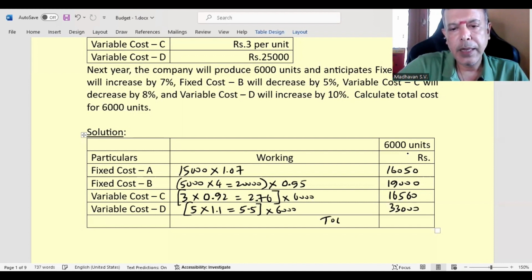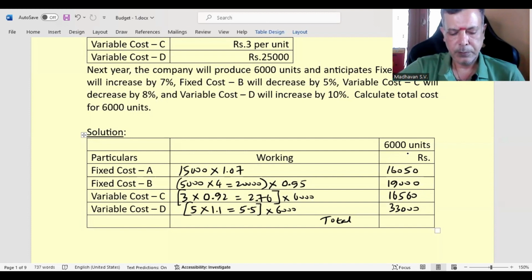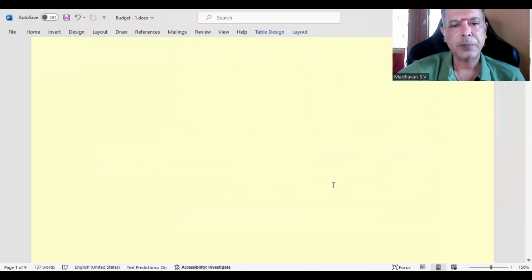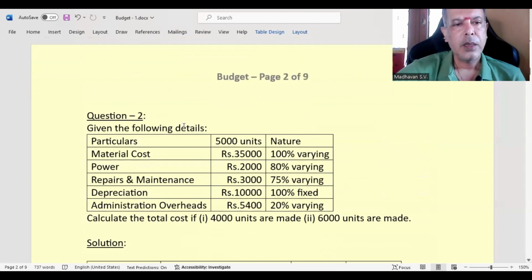So we can calculate the total cost for 6,000 units as 84,610. That is the solution for this. Let us move on to the next question.